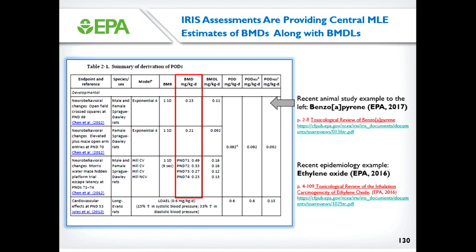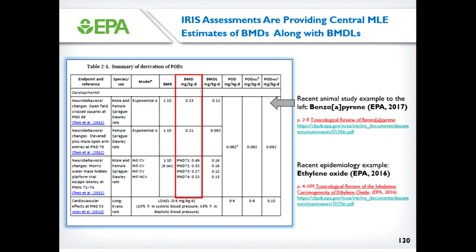So moving on to the second topic. The second topic was providing some sort of a central estimate and not just a BMDL. So this slide is an example from benzo[a]pyrene assessment in 2017, showing that as we calculate PODs, we are reporting the BMD along with the BMDL. So it is in the assessment document.